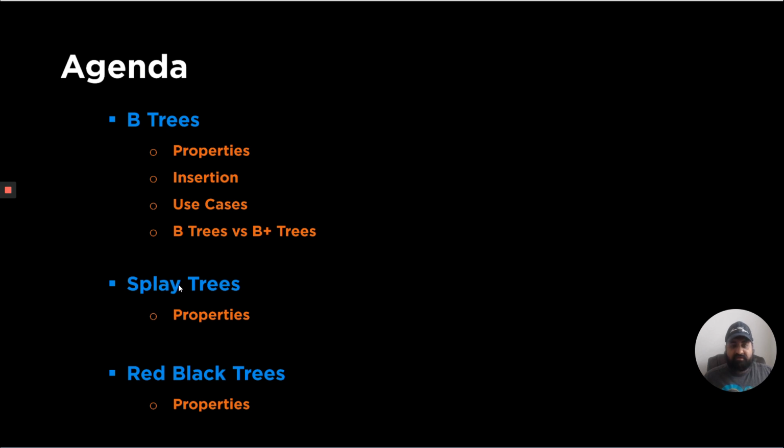So the first one is B trees. We are going to cover the properties as well as how we insert elements into a B tree. We'll also discuss some of the use cases where these three data structures are used. We'll finally compare the difference between B trees and B plus trees. Then we'll start with another data structure called splay trees, discuss its properties, and finally we'll terminate the lecture with red-black trees, covering the properties and how insertion works in red-black trees.